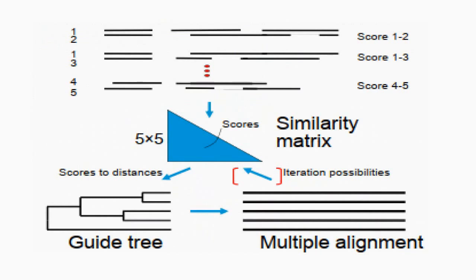Therefore, each obtained score must be arranged in correlation fashion to get a similarity matrix, to obtain distance scores, as a guide tree fashion, and alteration possibilities, as multiple alignment fashion, as shown inside the slide.